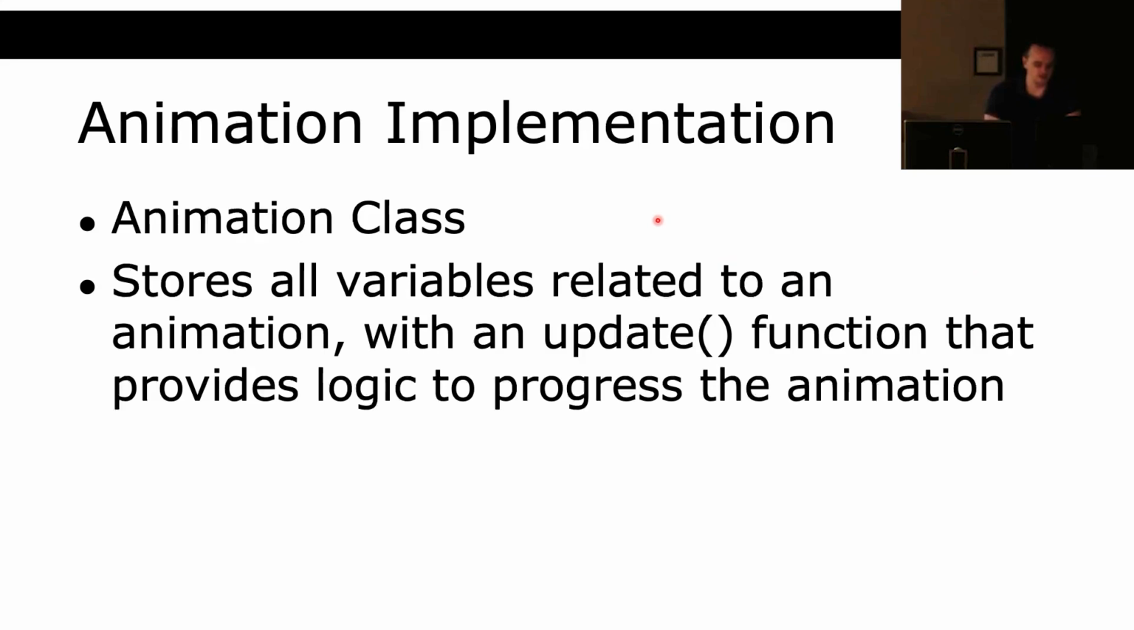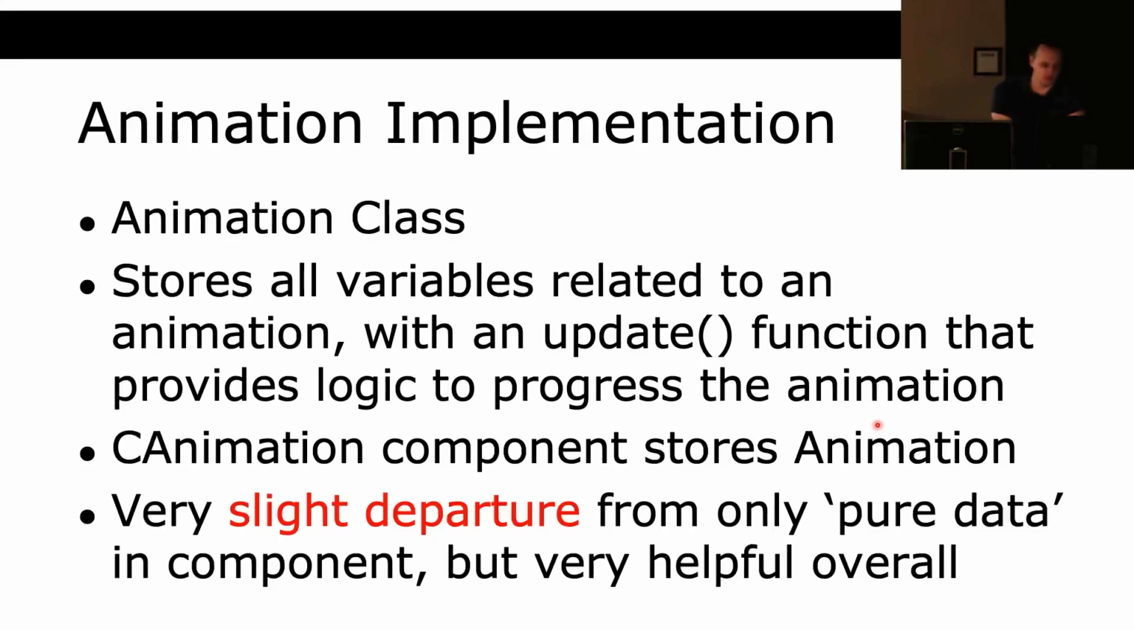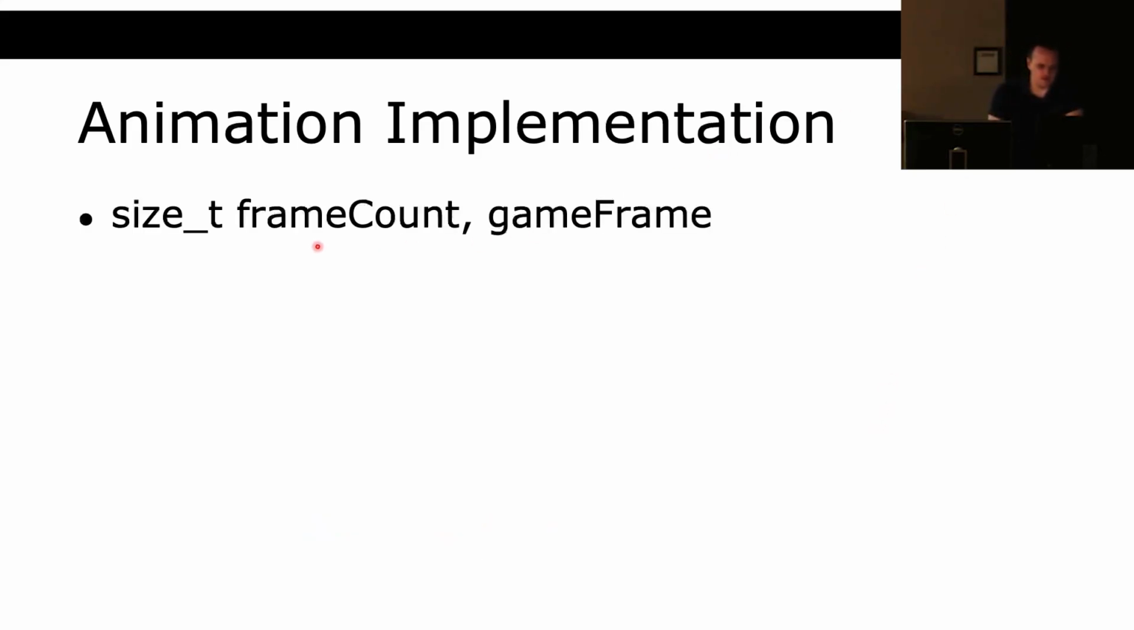So the animation class is going to store all the variables related to the animation that we just talked about, with an update function that provides logic to progress the animation. And so the cAnimation component is going to store an instance of an animation object. It's a very slight departure from pure data only in the component, but technically it's not the component that has the logic, it's the animation class, right? So for the animation implementation, we are going to have some variables. One is called frame count. That is the number of frames in the animation. So for the Mega Man example we just gave, that would be 3.